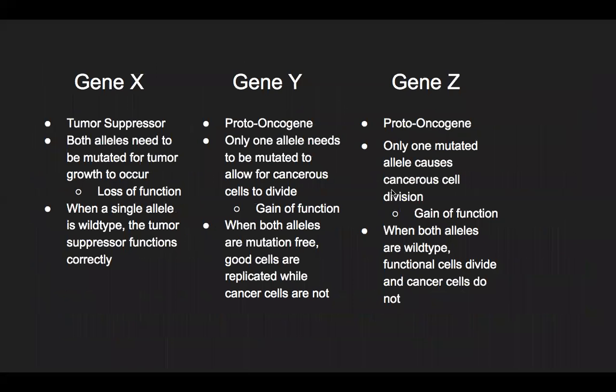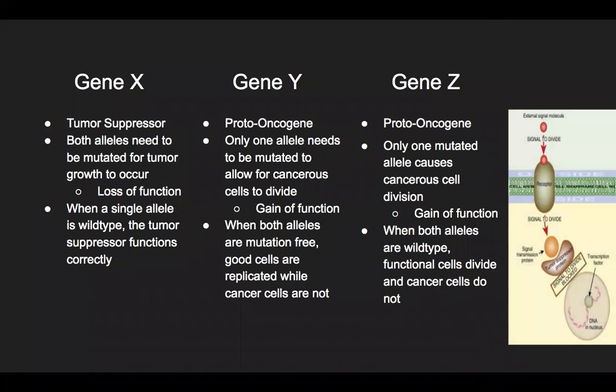From what is known, I was able to decipher the functionality of each gene along with how mutations that affected said functionality contributed to throat cancer in dragons. Gene X is likely to be a tumor suppressor as both alleles along the gene need to be mutated for tumor growth to occur. When a single allele is wild type, the tumor suppressor functions correctly, meaning that when mutations along both alleles of the gene occur, a loss of function also occurs.